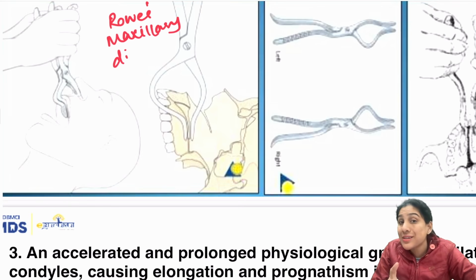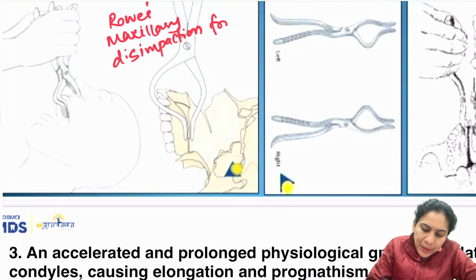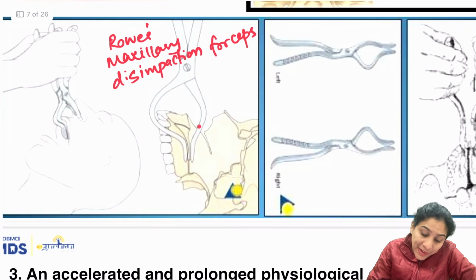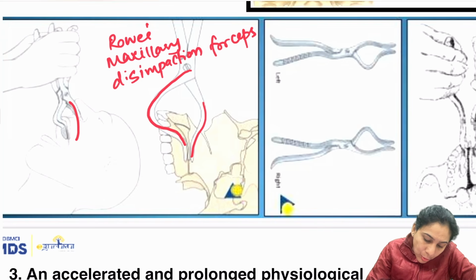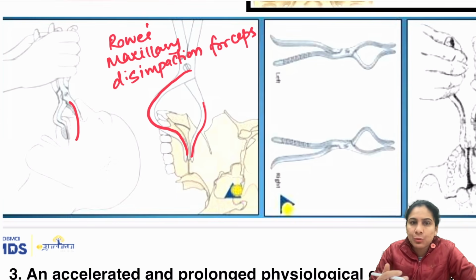Remember, there is a Rose zygoma elevator also. Don't get confused. The Rose maxillary disimpaction forceps has two blades. Okay, one blade is flat, which goes into the nose like this, the flat blade. The curved blade, obviously, it has to negotiate the whole maxilla, anterior maxilla, and come to the palate. So that padded curved blade will go into the palate.